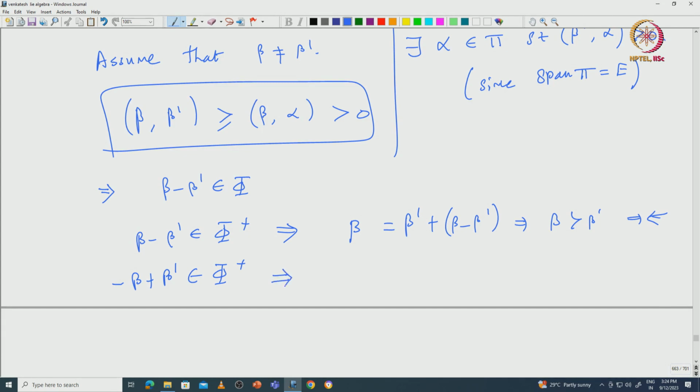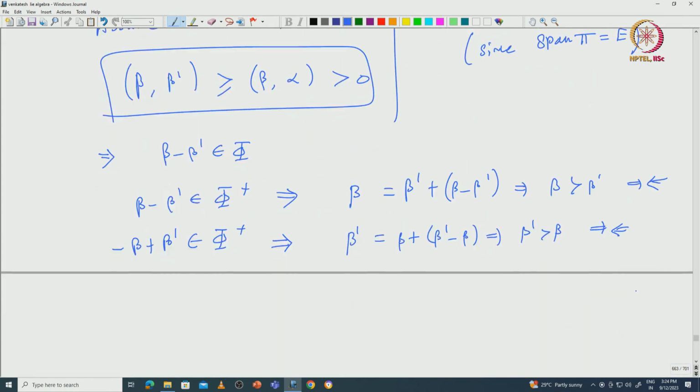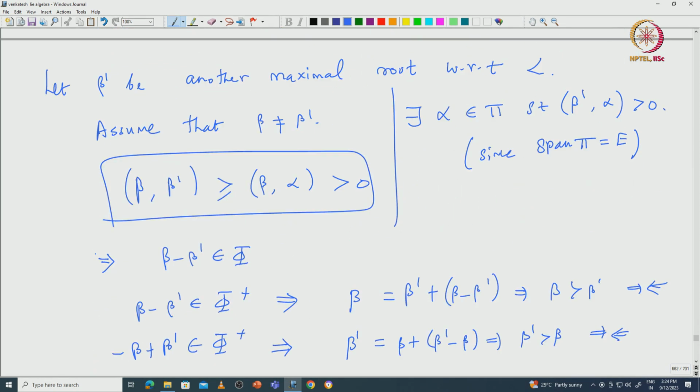In the second case, beta dash minus beta being in phi plus implies that beta dash can be written as beta plus beta dash minus beta. So that forces that beta dash is bigger than beta. Again we get a contradiction because both are maximal and they are distinct. So this proves that there is no other maximal element different from beta. That forces that there exists a unique maximal beta inside phi. Okay, now I will leave it to you to check in this case.